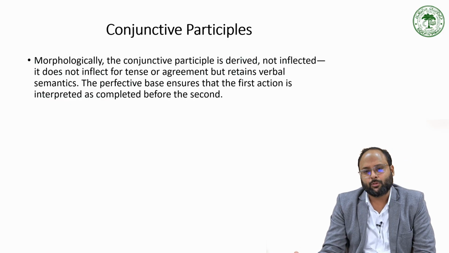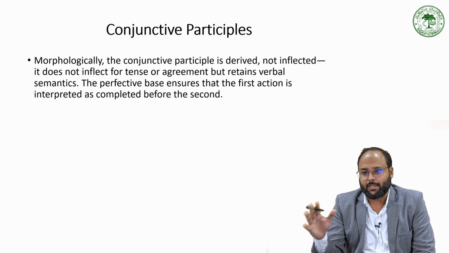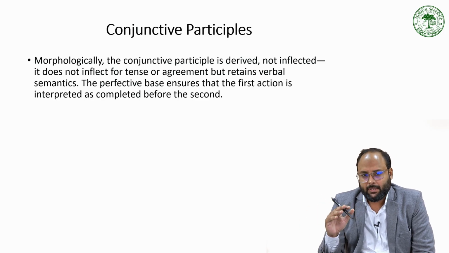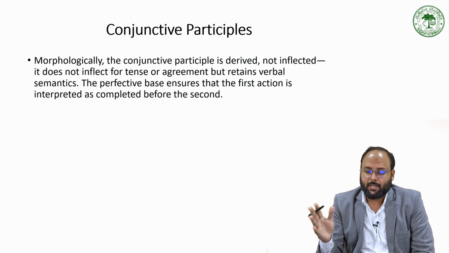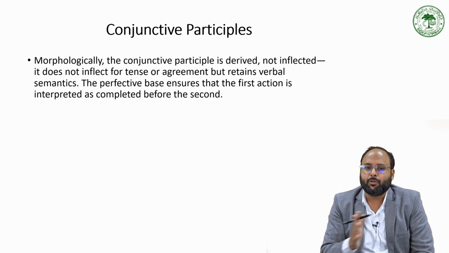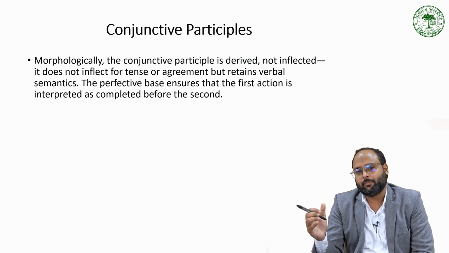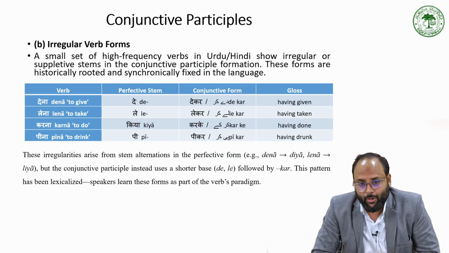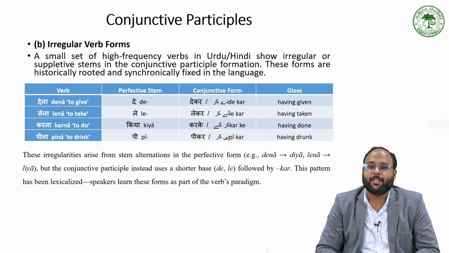वो सोकर स्कूल गया. When something is done in the perfect form, we are showing that the first event has completed before the second event. This kind of perfectiveness we have in this construction of the conjunctive participle. So now we have some irregular verb forms of the conjunctive participle.